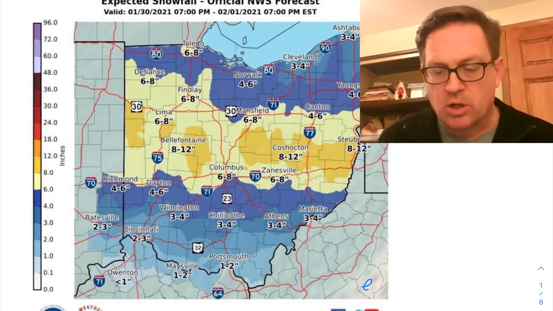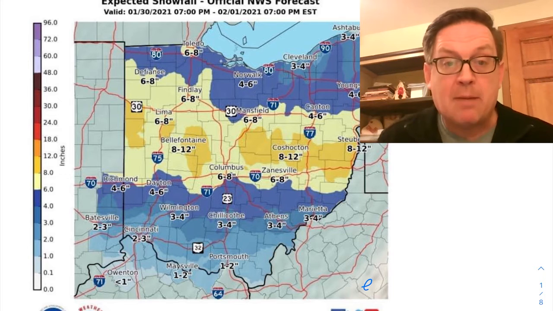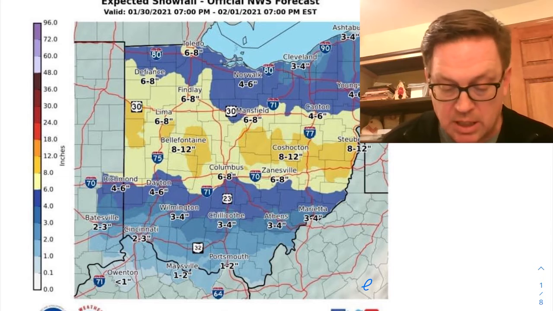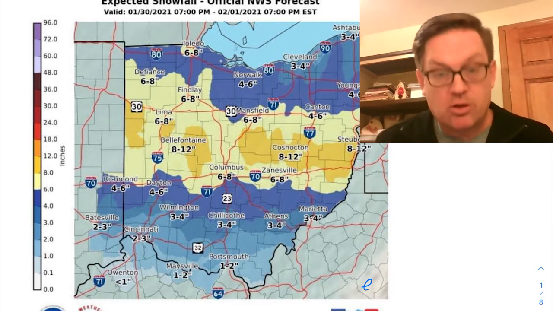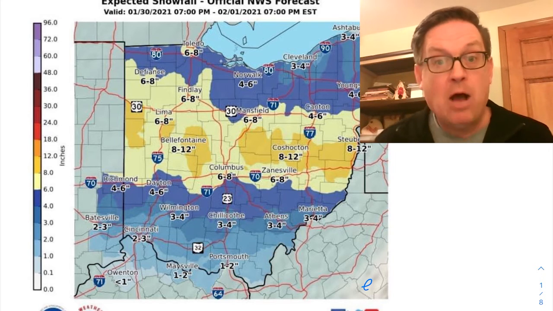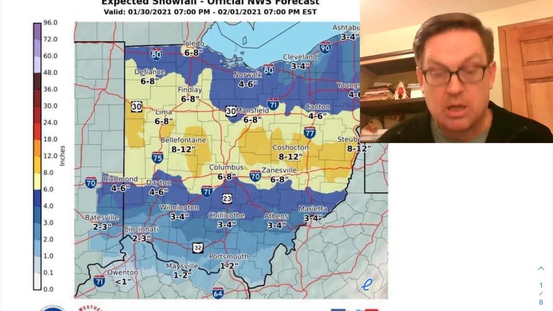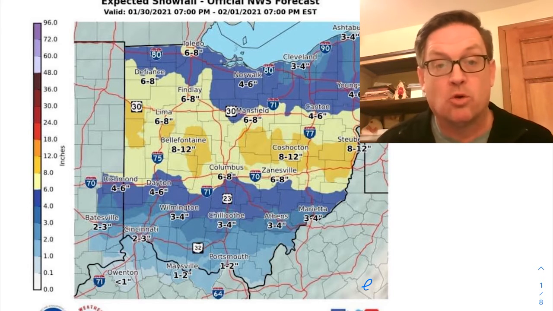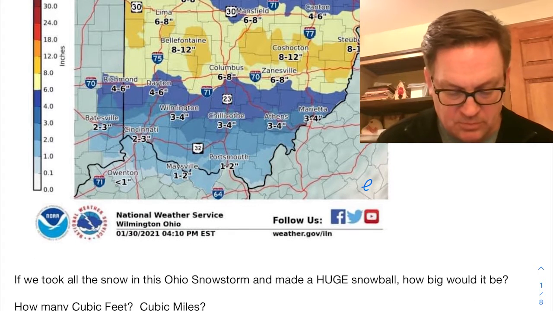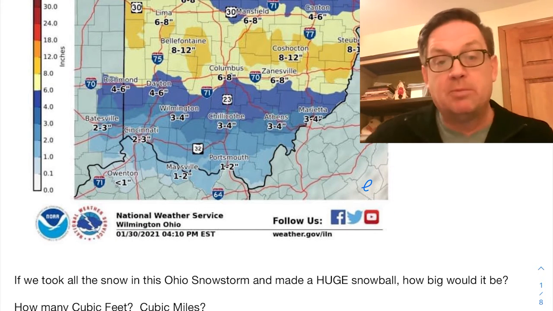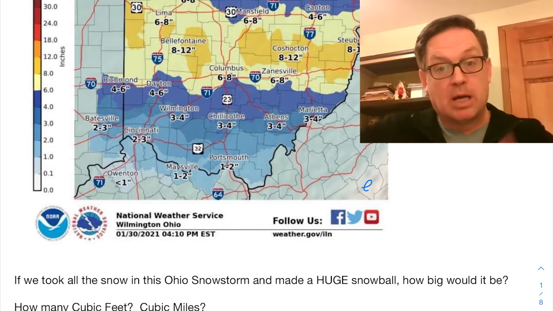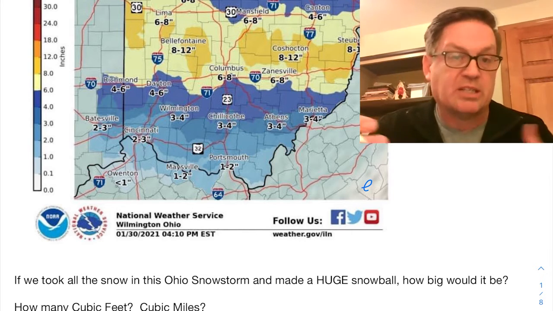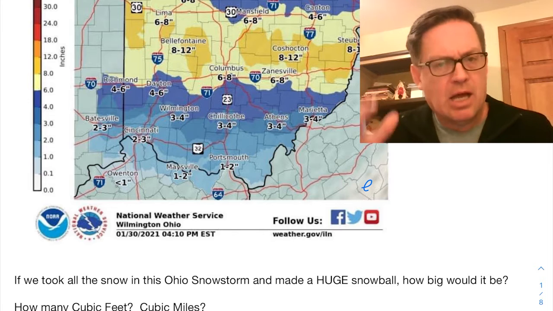But for today, I wanted to look at this map of the projected snowfall tomorrow and Monday. And my question is, if we took all of the snow in Ohio, how much snow is in this snowstorm? So if we took it all and mushed it into one huge snowball, how big is it? Is it like 100 feet by 100 feet by 100 feet? Is it a mile by a mile by a mile? What if we smushed it into a ball, or we'll pretend it's a cube because that's easier to calculate? How big would it be?